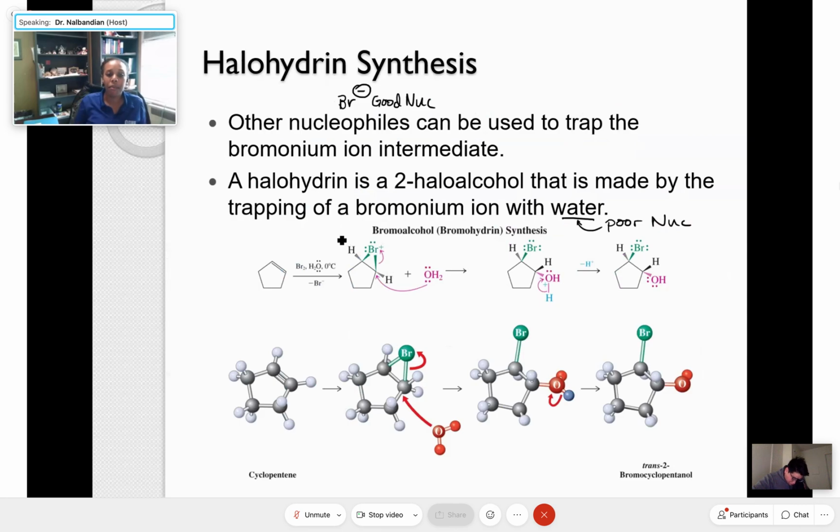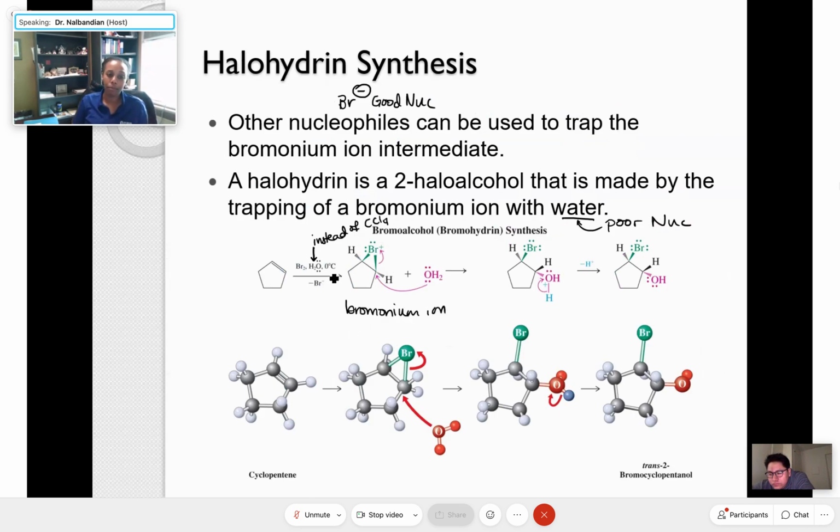So if we run the reaction in water instead of carbon tetrachloride, then we have a lot of water around. It's not a good nucleophile, but if that's all we have around, if we have a lot of that around and we don't have a lot of the bromide ion around, then the water will react. So we will make our bromonium ion.